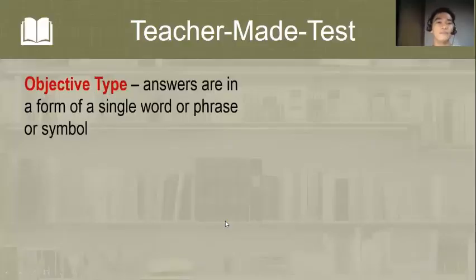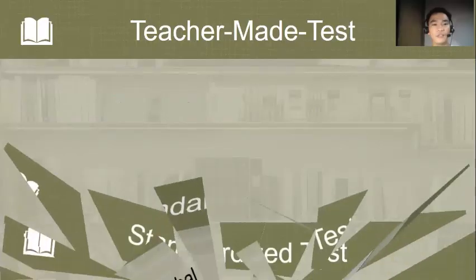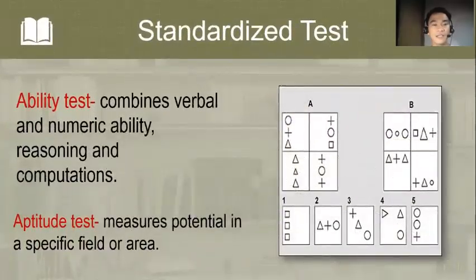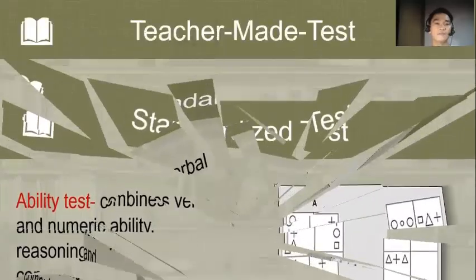Next, another example. So that's it. Let's go back to examples of standardized tests. So we have here aptitude, and then we have your ability test. Now let's proceed to examples of your teacher-made test. What are the tests being made by the teacher? So these are the teacher-made tests.